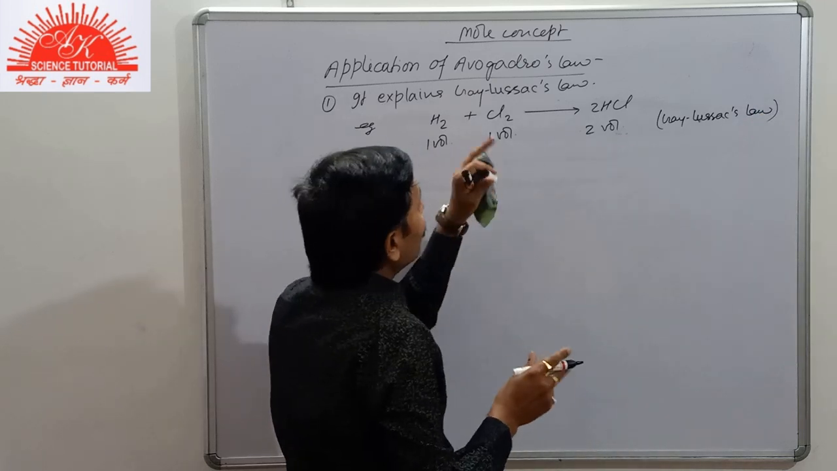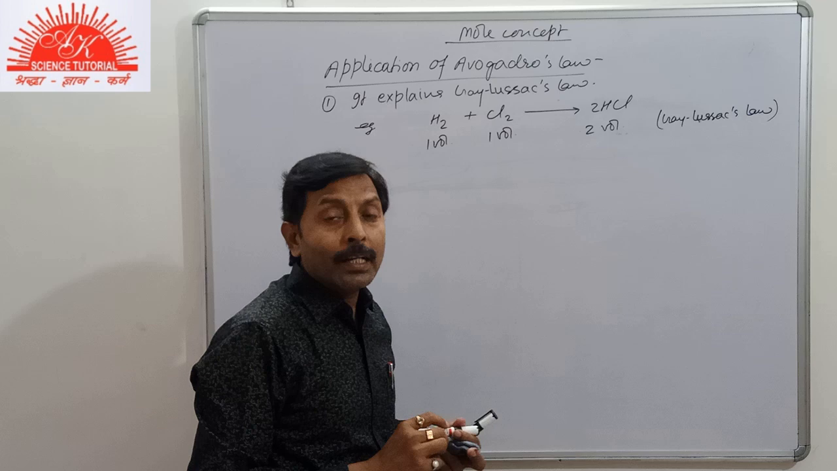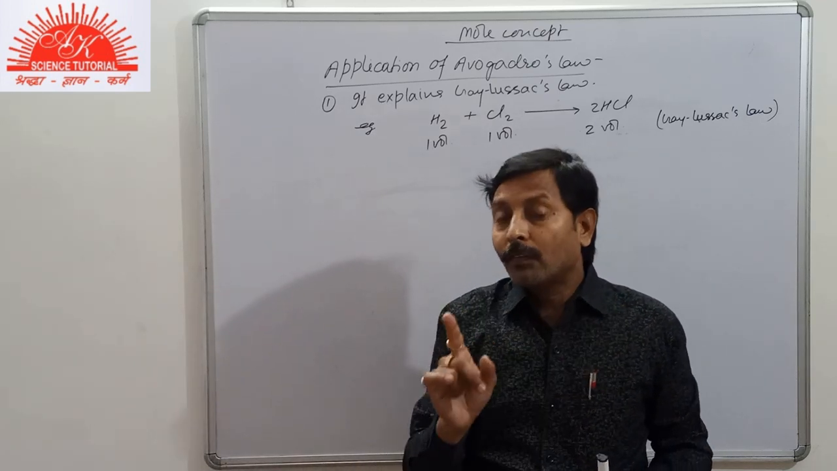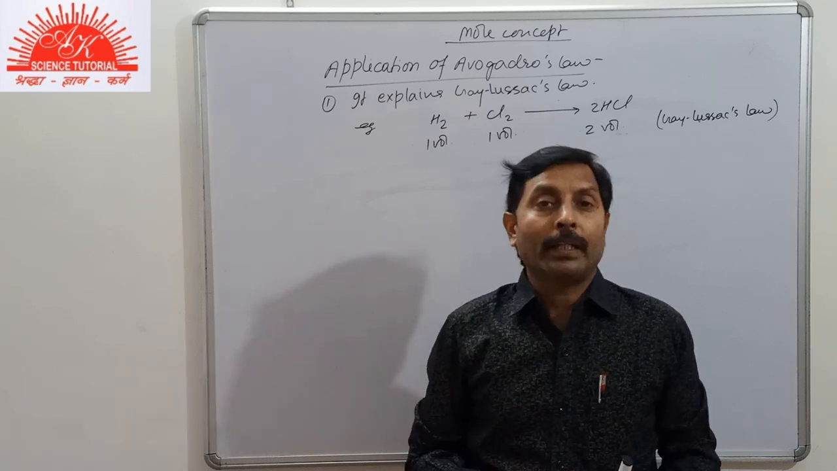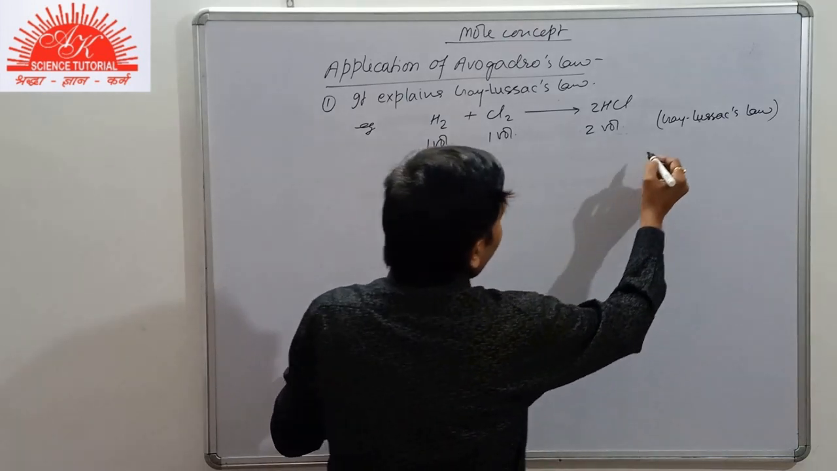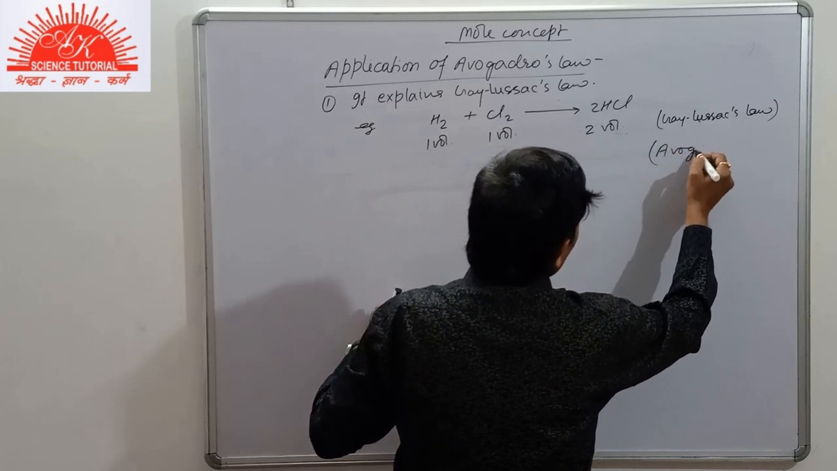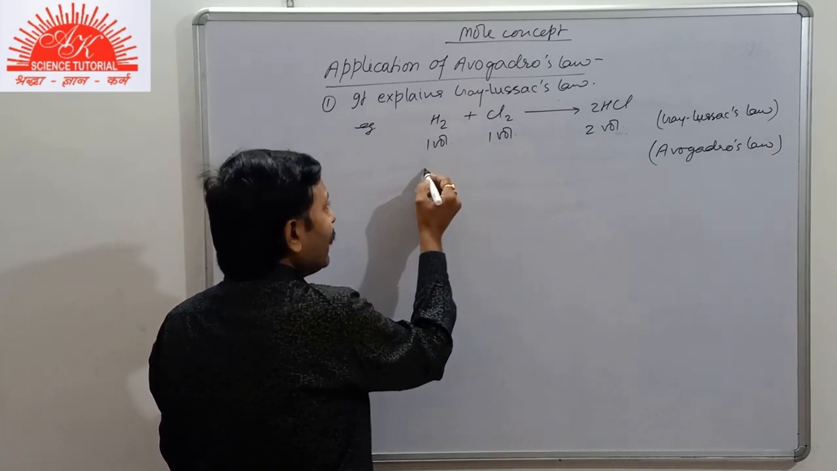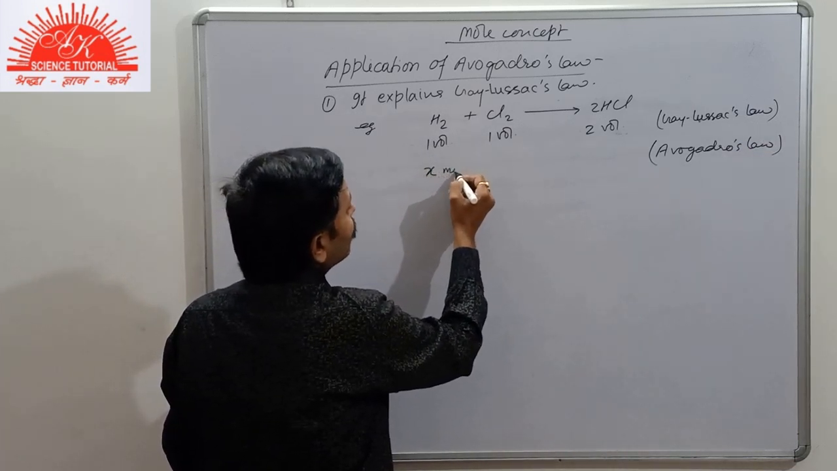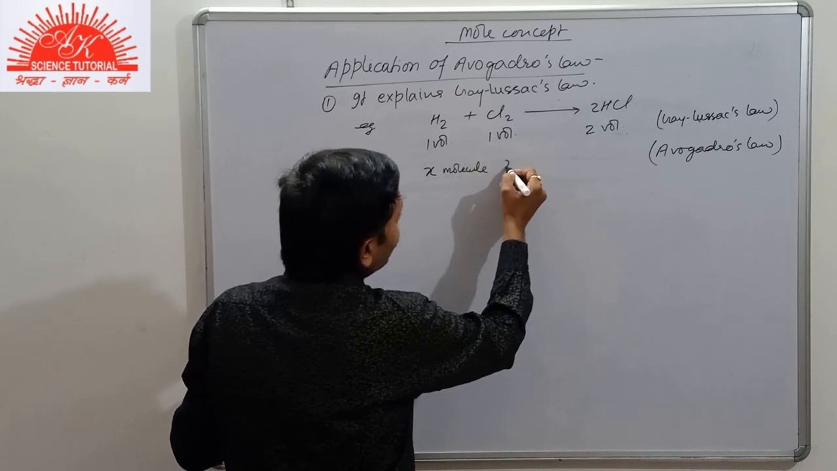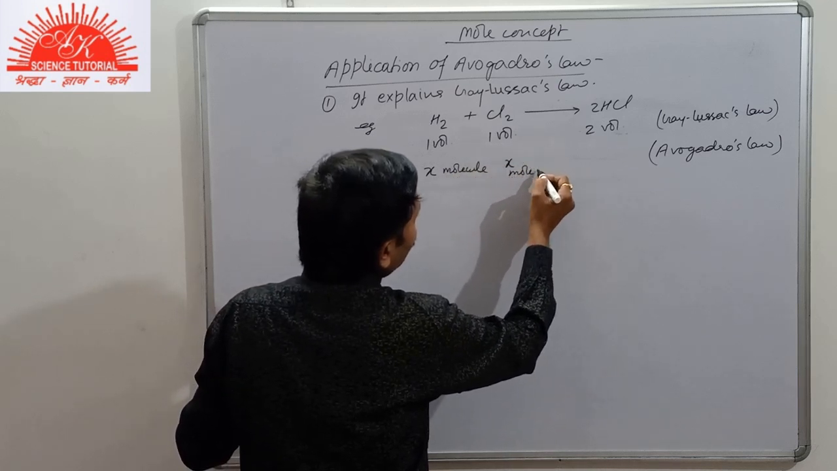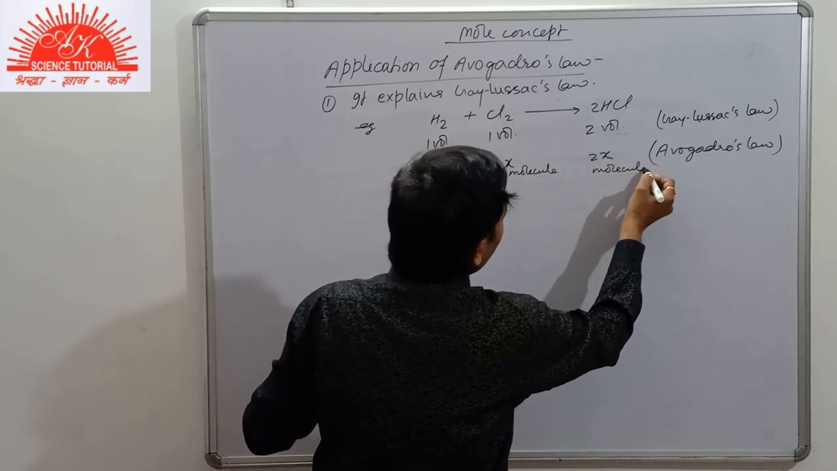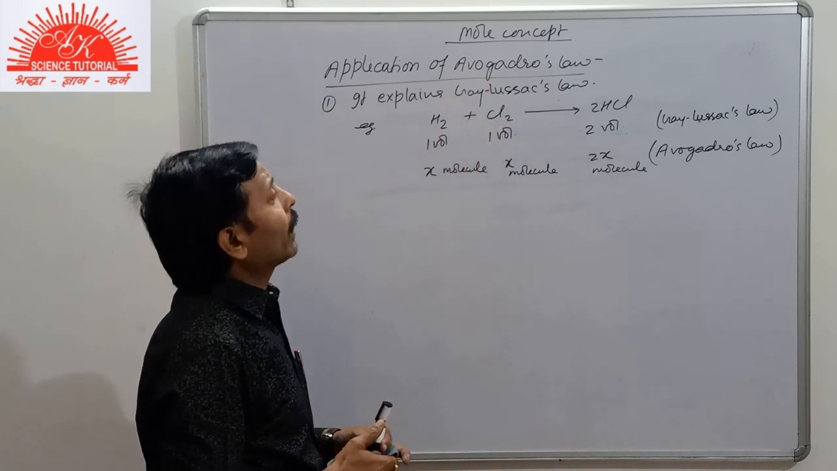And using Avogadro's law, we have studied that at the same conditions of temperature and pressure, equal volume of gases contain equal number of molecules. So, according to Avogadro's law, if it has X molecules, then it will also be X molecules, and here it will be 2X molecules. So this is the simple application of Avogadro's law.